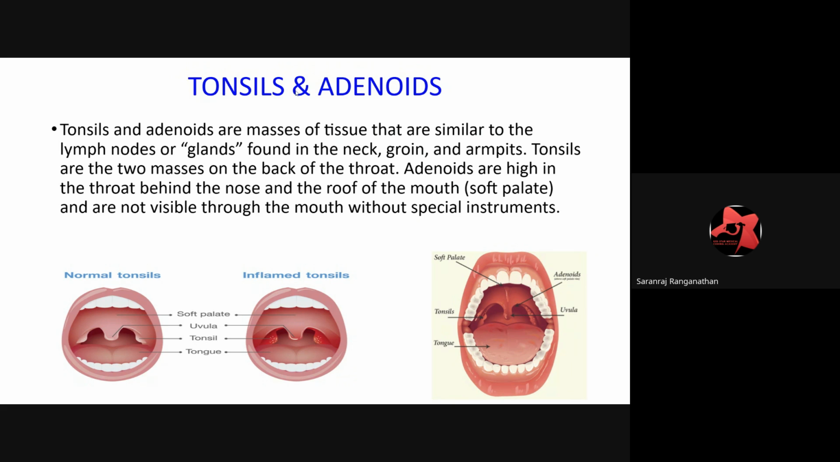So tonsil and adenoids means that is an anatomical part. It is the backside of the tongue. They have given an image of this place. Tonsil and adenoids is a mass of tissues present in the backside of the tongue. Okay, so it is like lymph nodes, glands. Lymph nodes, glands and all are located in the neck, groin, armpits area. Like that only, this also will be there.